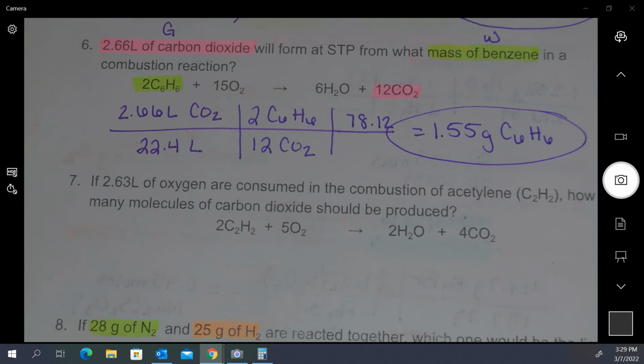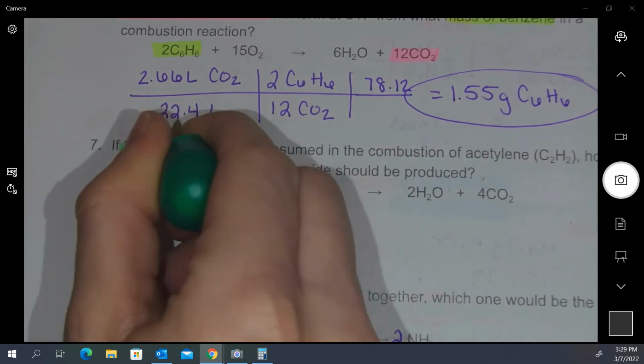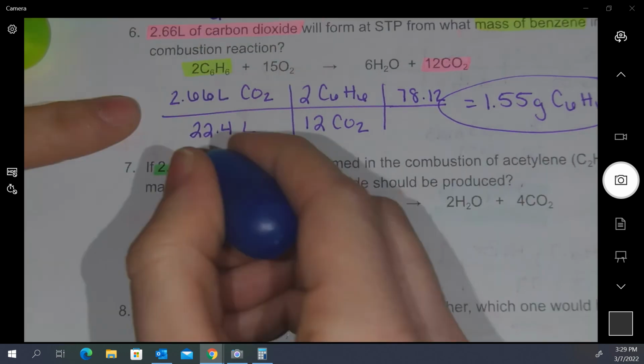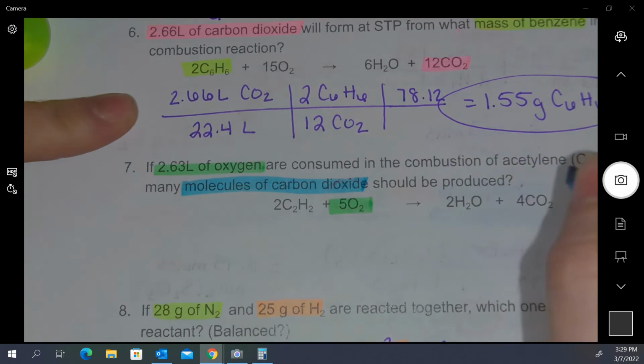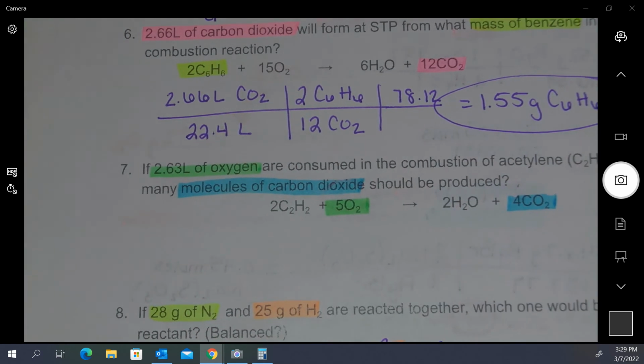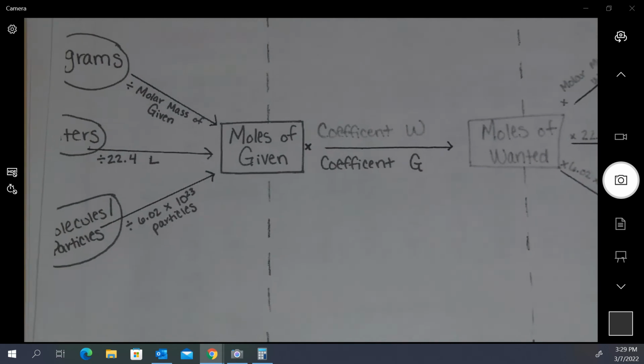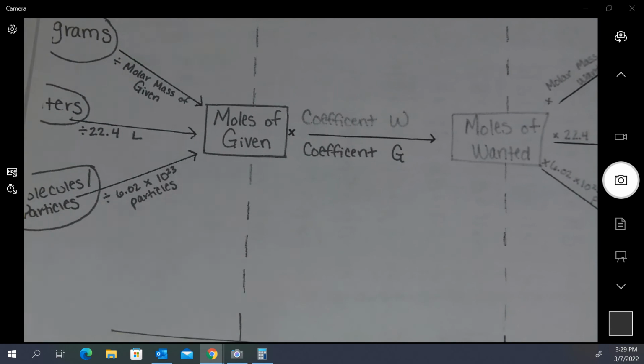All right, number 7 is going from liters to molecules. So number 7, we've got 2.63 liters of oxygen, so O2, consumed in the combustion of acetylene. How many molecules of carbon dioxide should be produced? We are trying to figure out molecules of CO2. Do I need to do any molar mass calculations in this problem if I'm going from volume to molecules? I'm going from volume, liters. Yeah, but no molar masses for these ones. That's why I like these.